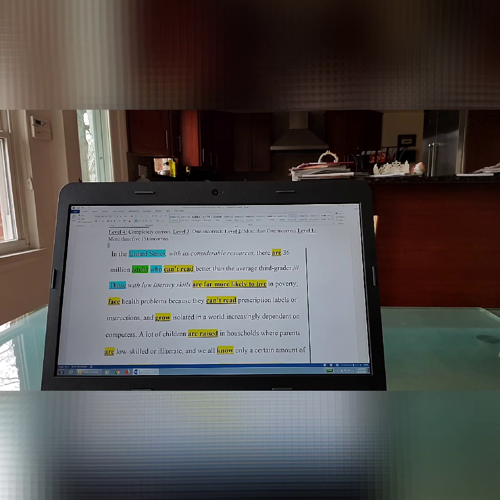And even this is a micro inference somewhat, because you're sitting there going, okay, with low literacy skills, this is going back to the fact that low literacy means that you can't read better, okay? But face health problems, right? So who faces health problems? Those. Who are those? The adults, right? So micro inferences. So face health problems, right?